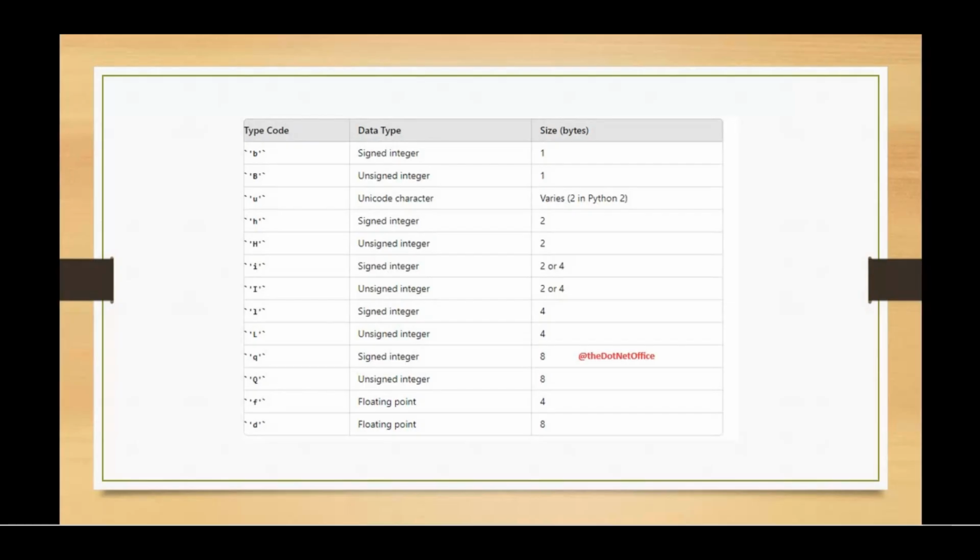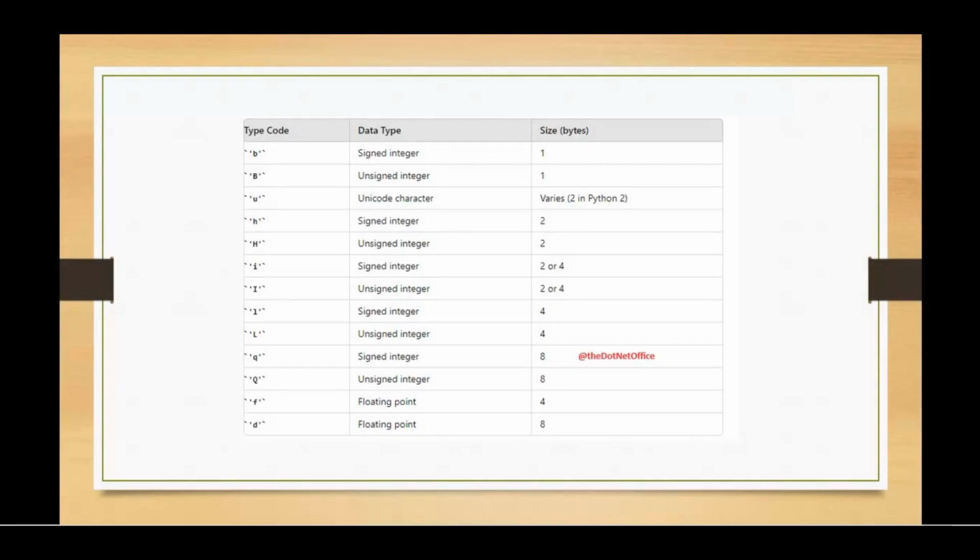So first of all, when we talk about the array, we should know about the type code. Here is the list of type codes which indicate, for example, if I want an array of integers, we use I. If we want a signed integer, then we use B. So these are the different type codes which we have. Accordingly, we use the array.